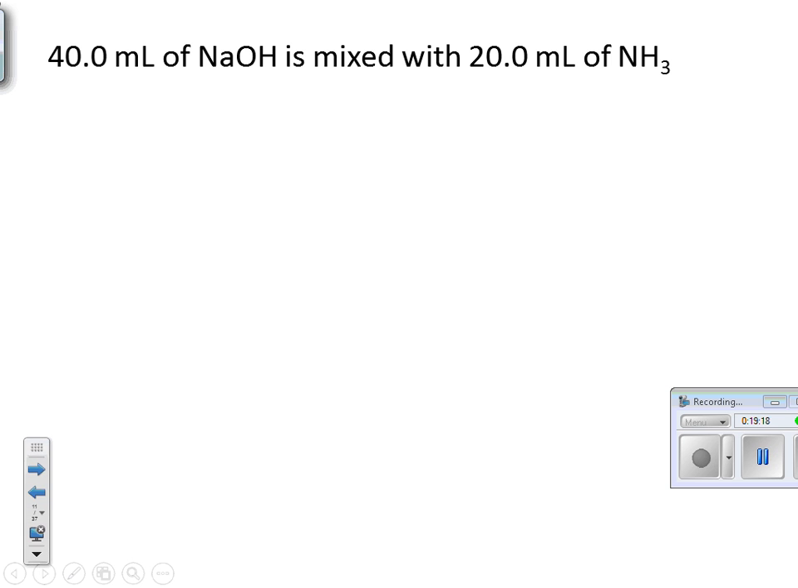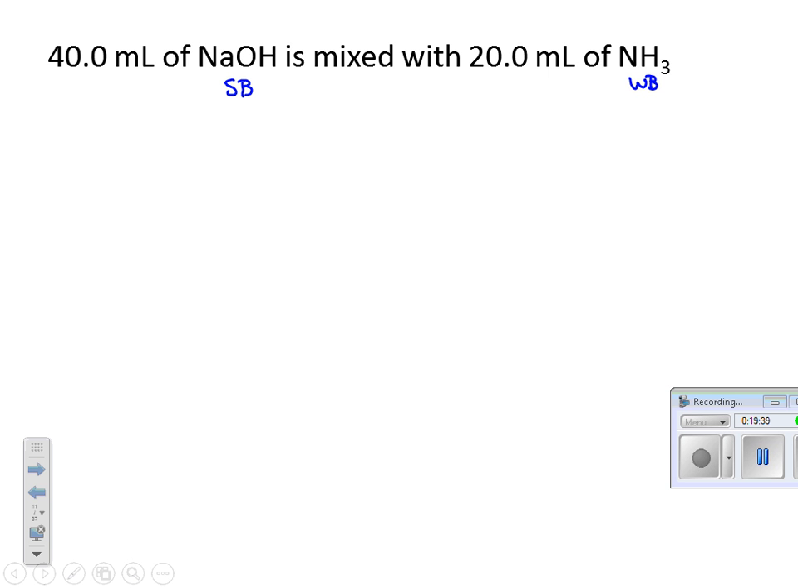Okay, now we're mixing sodium hydroxide and ammonia. So notice that this is a strong base mixed with a weak base. Whenever you're approaching these problems, you first have to identify your substances. Is it an acid? Is it a base? If it's an acid, is it a strong acid? Or if it's a base, is it a strong or a weak base?